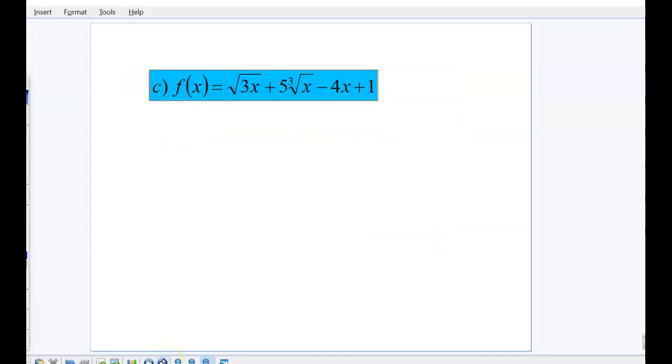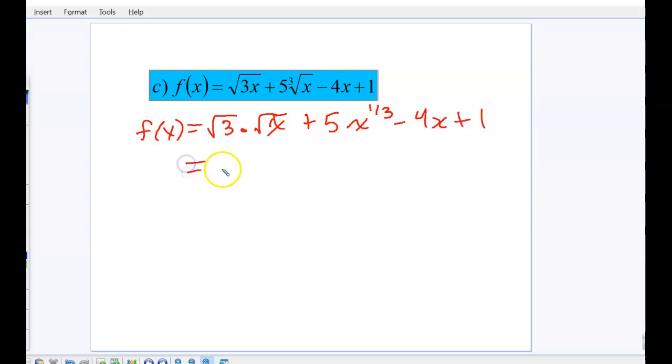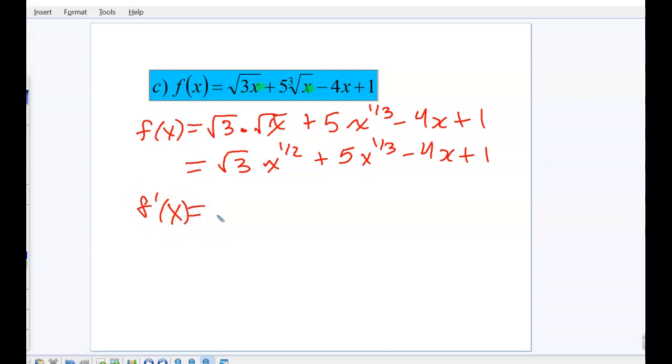This example is a little trickier. So before we can take the derivative, root 3x is really root 3 times root x, plus 5, the cube root of x is really x to the 1/3, minus 4x plus 1, and now this is going to be root 3 times x to the 1/2, plus 5x to the 1/3, minus 4x plus 1. So the first thing I need to do is get rid of the variables under the radical sign. Now I can take the derivative following the power rule, using the sum and difference rule as well.